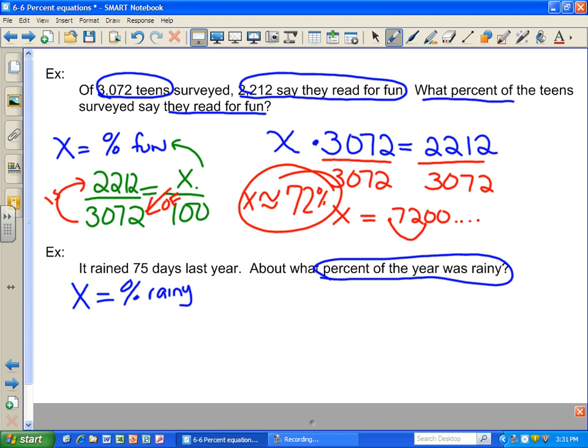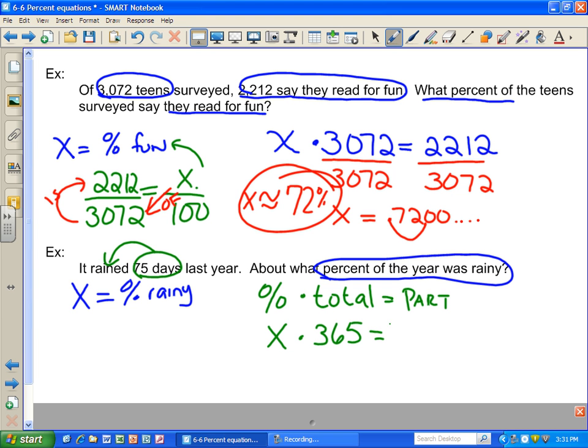So we know that 75 days last year it rained. So again, when we write an equation, it's the percent of your total equals your part. So your total is going to represent how many days are in a year. So x times 365 days in a year equals that there were 75 rainy days. So we want to divide both sides by 365.